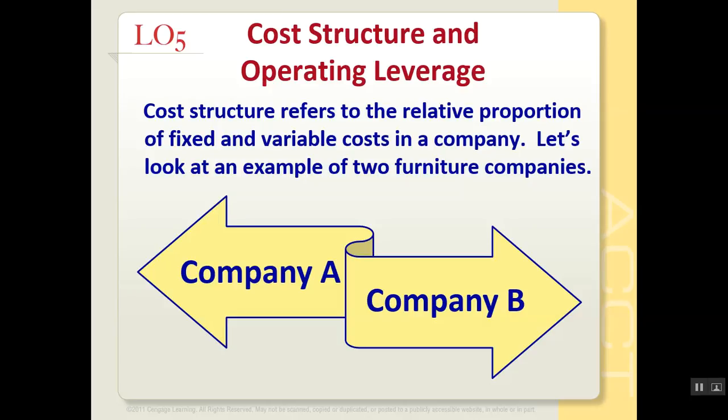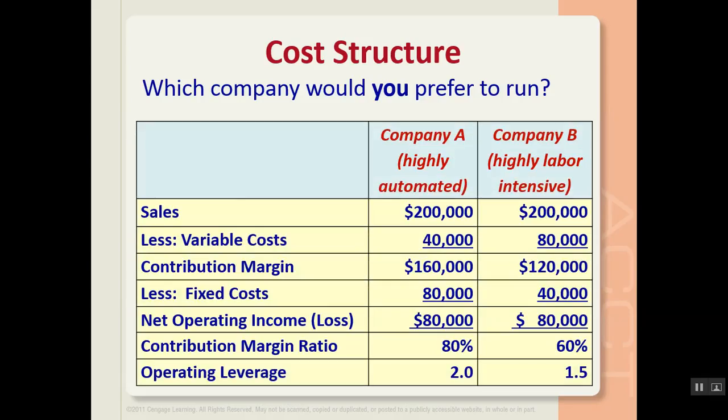Let's look at an example of two furniture companies and how their different cost structures will have an impact on their net operating income. They both start off with the same net operating income. So here's the two companies. Company A is highly automated, Company B is highly labor intensive. You can see down at the bottom that they both have $80,000 in net operating income.